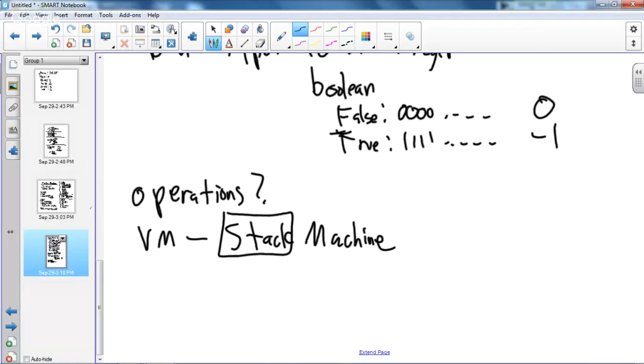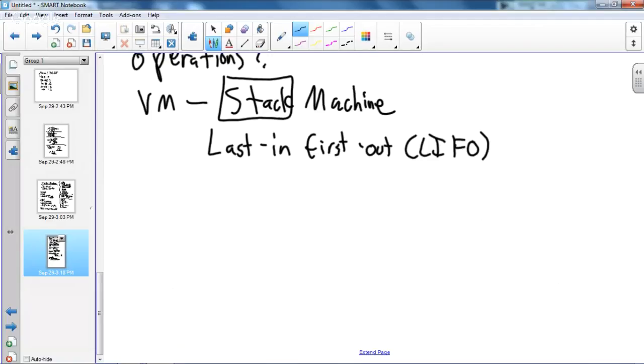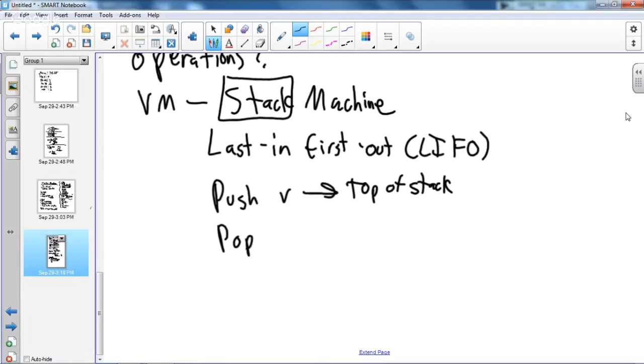A stack is a data structure which is called last in, first out, or LIFO. Stacks in particular have two key operations, push and pop. Push some value puts it on the top of the stack. Pop removes the top value.